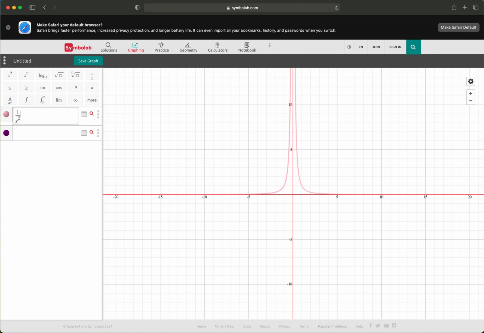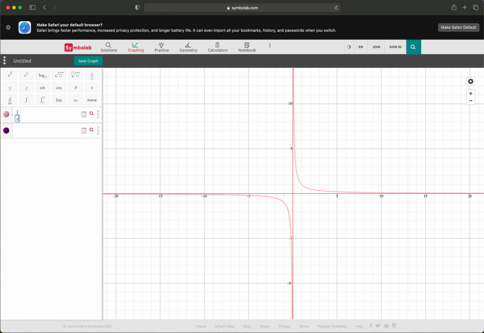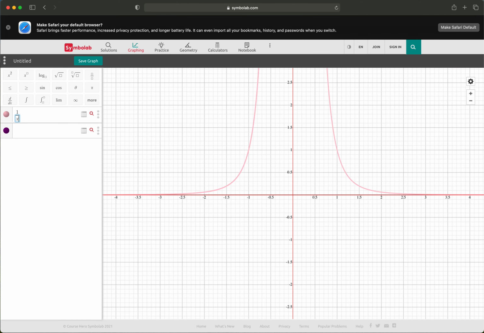Horizontal asymptote, y equals 0. Vertical asymptote, x equals 0. Okay. 1 over x to the 3rd power looks exactly like 1 over x. 1 over x to the 4th power looks exactly like 1 over x squared.